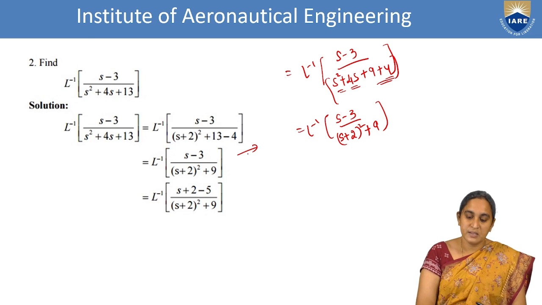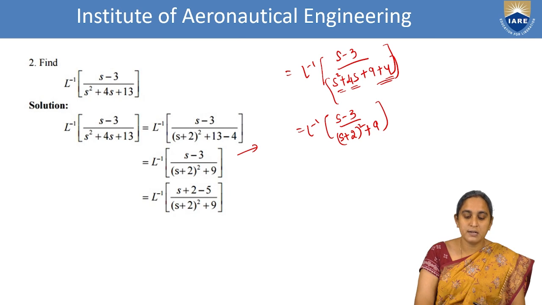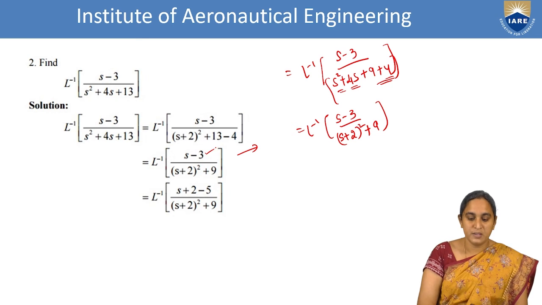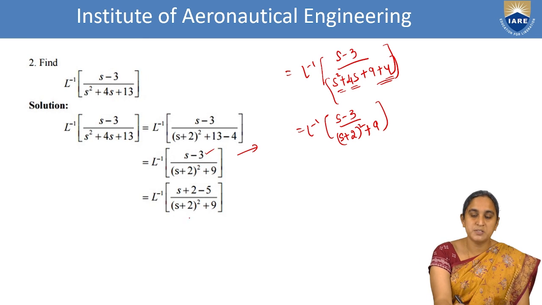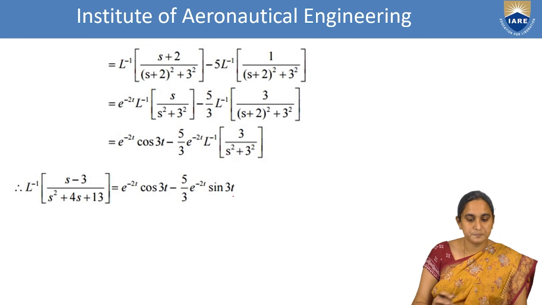Then next I'll write minus 3 as numerator part, Laplace inverse of s plus 2 minus 5. 2 minus 5 how much? That is also minus 3. Why am I writing like this here? Once you observe the denominator is in the form of s plus 2, that's why I convert the numerator also in terms of s plus 2. That is Laplace inverse of s plus 2 minus 5 by s plus 2 whole square plus 9.